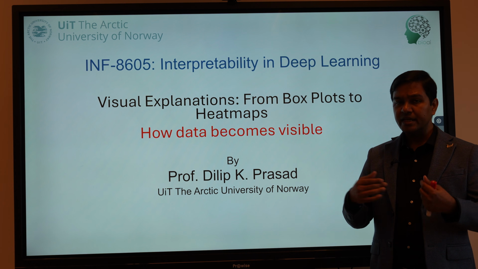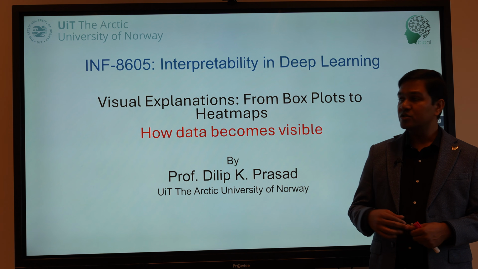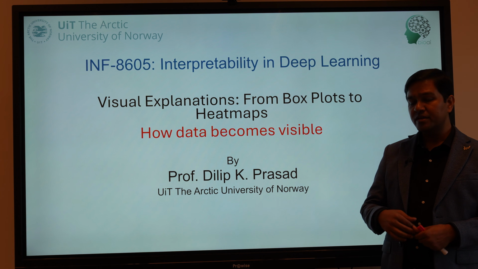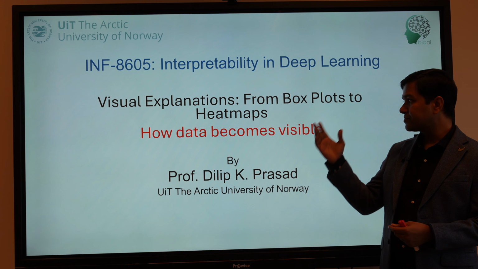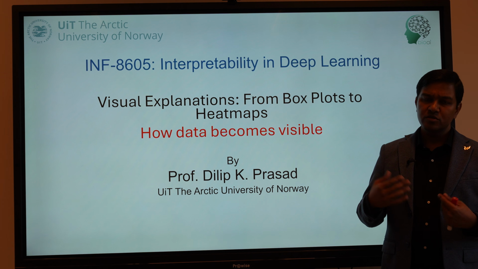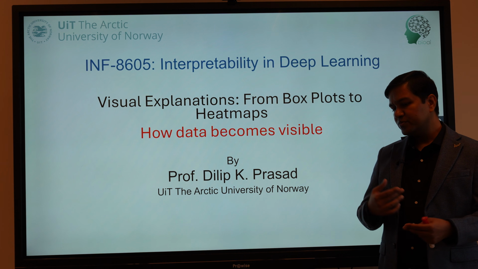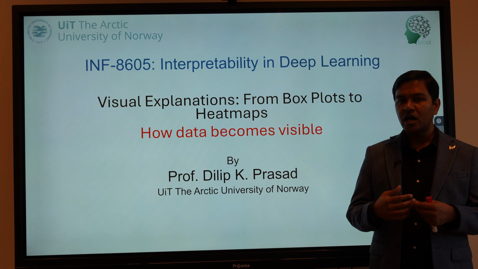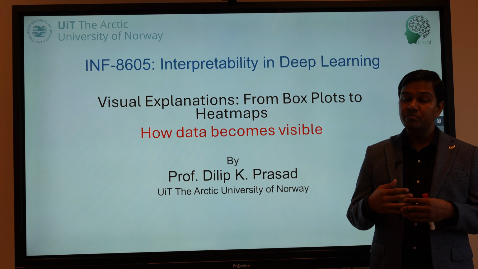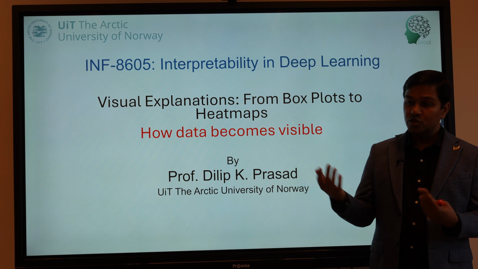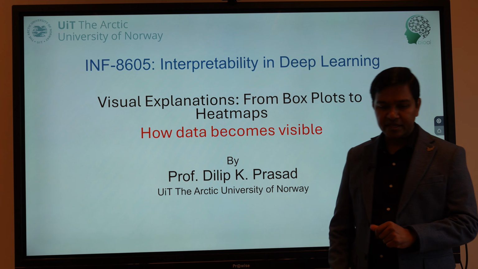But data explanation can also be done using visuals. There are different ways to visualize the data, from box plots to heat maps. We will see how we can make the data visible using these simple tools and techniques.